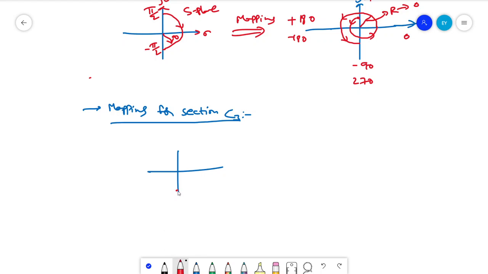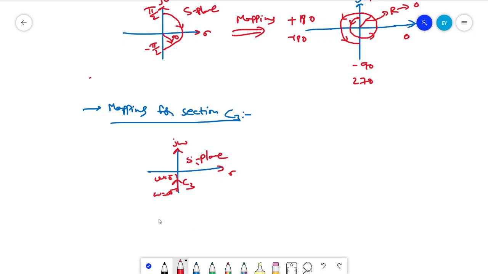So this particular point, from here to here, omega equal to infinity minus to omega equal to 0 minus. So this is the C3, j omega, and this is the S plane.